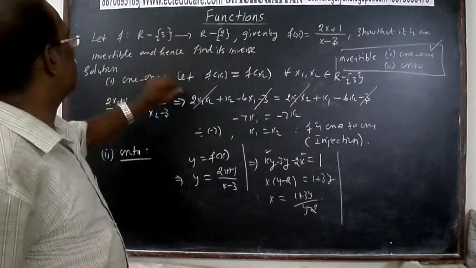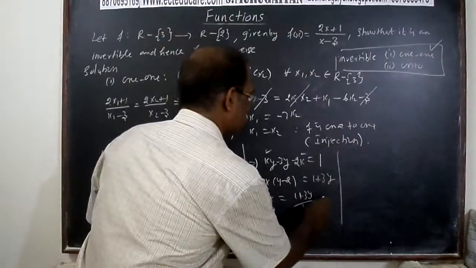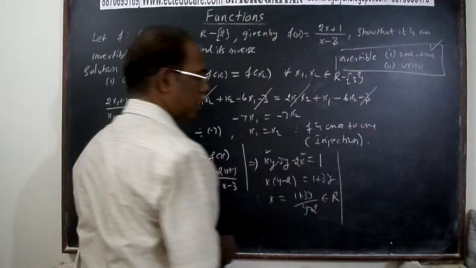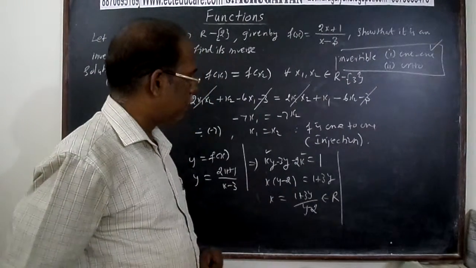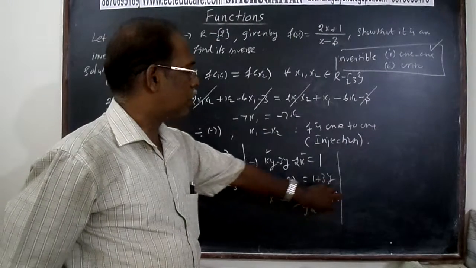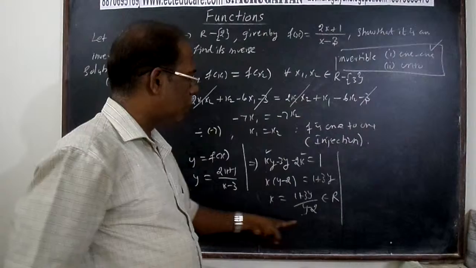Look at the question. x is all real numbers except 3. So it belongs to R, real numbers. Remember, for the entire rational expression to be a real number, it means the value belongs to the real numbers, and remember, the denominator should not be 0.